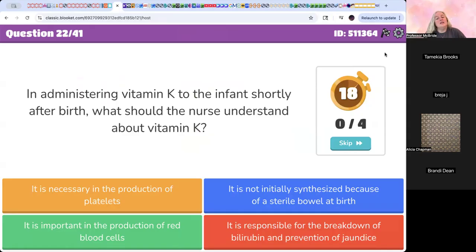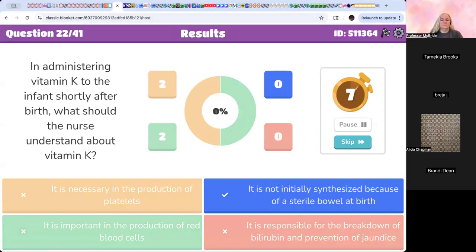In administering vitamin K to the infant shortly after birth, what should the nurse understand about vitamin K? Okay, let's talk about this one. All right. Vitamin K is not going to make the body produce red blood cells. It's going to help with hemostasis, with clotting factors.